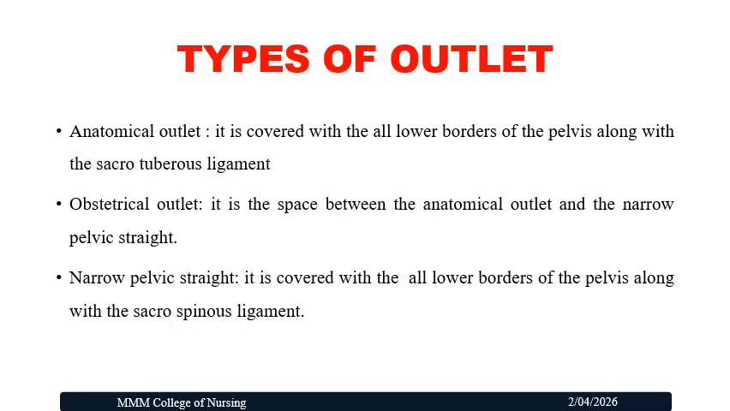Types of outlet. So we have three types of outlet: anatomical, obstetrical and narrow pelvic straight. So anatomical outlet, it is covered with all the lower border of the pelvis along with the sacrotuberous ligament. Obstetrical outlet, it is a space between the anatomical outlet and the narrow pelvic straight. So the narrow pelvic straight, it is covered with all the lower border of the pelvis along with the sacrospinous ligament.